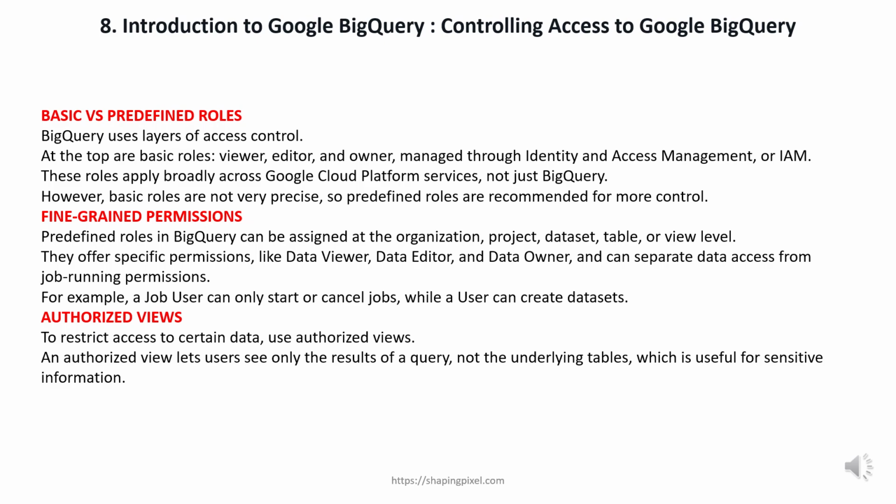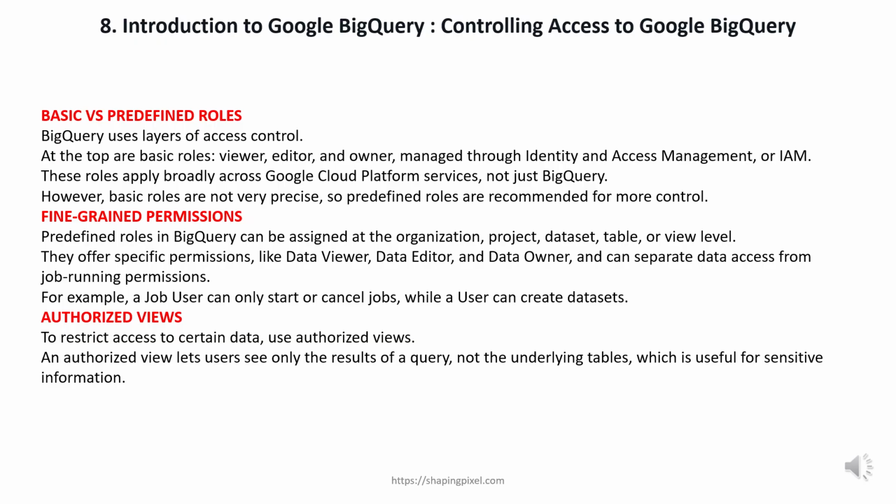Predefined roles in BigQuery can be assigned at the organization, project, dataset, table, or view level. They offer specific permissions like data viewer, data editor, and data owner, and can separate data access from job running permissions. For example, a job user can only start or cancel jobs, while a user can create datasets.